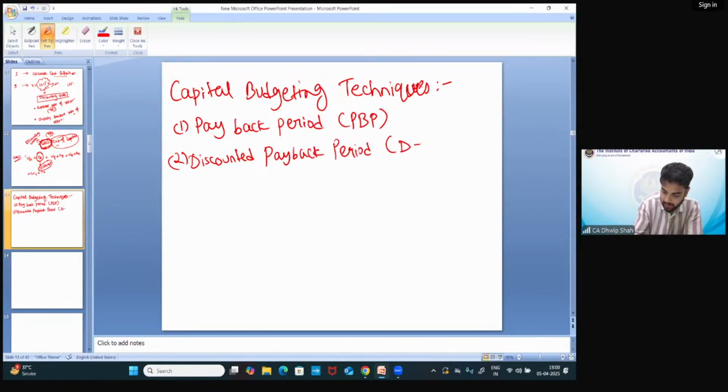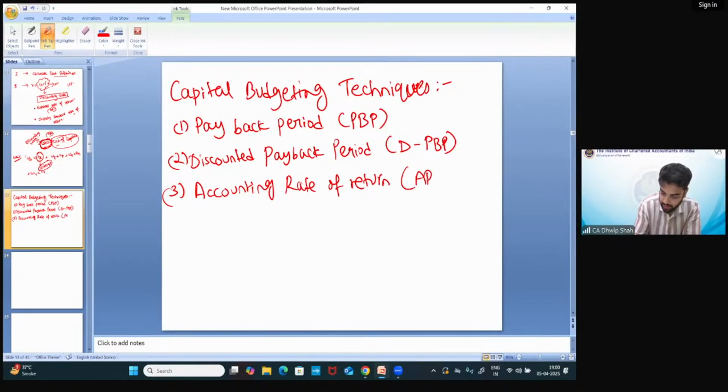The short form of it is DPBP. Third, we have accounting rate of return, or it is also called average rate of return. The short form of this technique is ARR. Fourth, we have net present value technique, the technique that we used in our illustration.